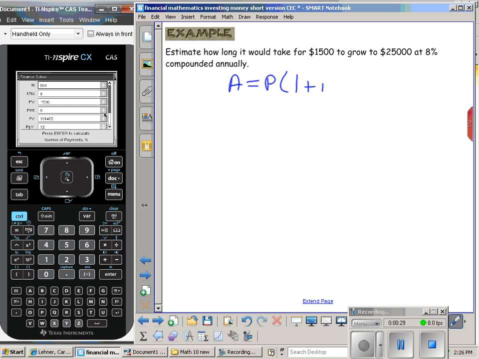We know the future value and we know the initial investment. If we look at our compound interest formula, we know our future value is $25,000. We know we invested $1,500. We know our interest rate is 0.08. It's annually, so divide by 1, it's just 0.08. What we don't know is our time. The other skill we do not have at this point in time is how to solve for that missing exponent.